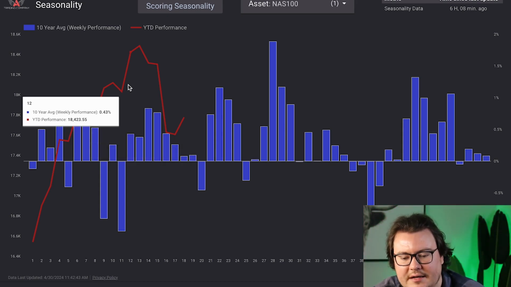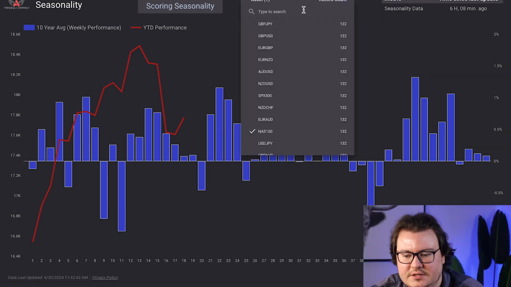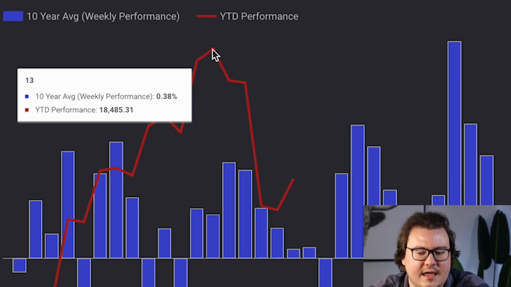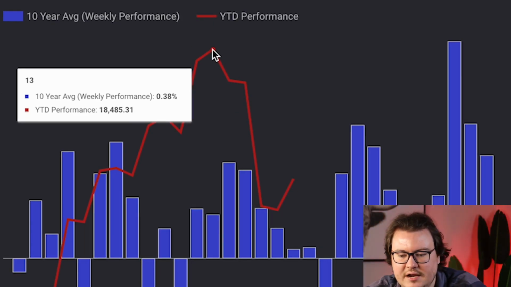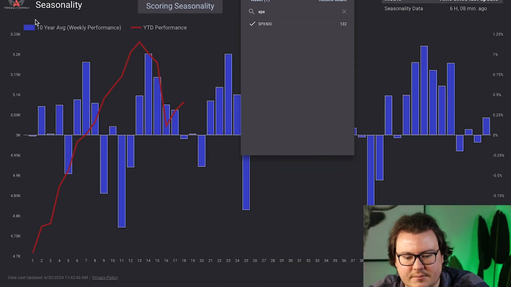I also want to point out, in case you didn't notice, you can see the price changed here as well from when we switched from S&P. So you can see here's our price point. NASDAQ topped out at 18,485. And then if we switch it to the S&P, you'll see these numbers changed here.